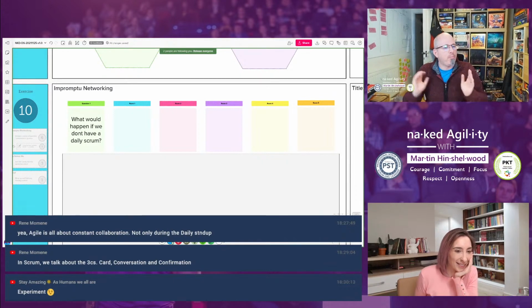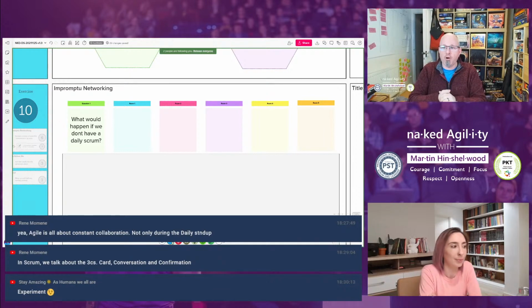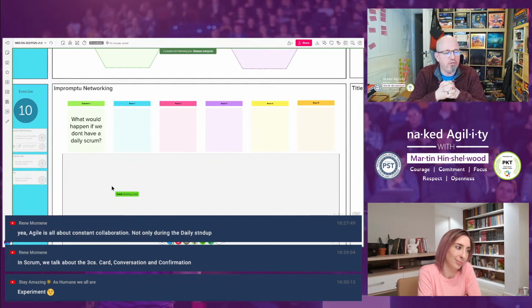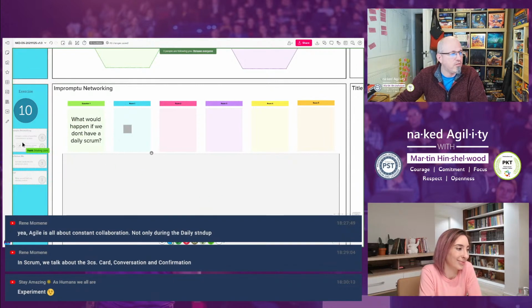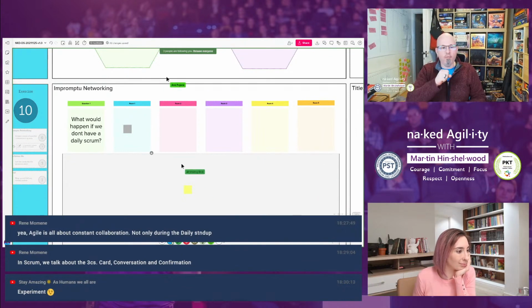So we're going to do impromptu networking. We're going to do pairs. So I've got rooms 1, 2, and 3. And you can see that I have columns here with room 1, room 2, and room 3, the blue, the pink, and the purple columns. And I'd like you to discuss in your pair that question. So the first question is, what would happen if we don't have a daily scrum? Adding some post-its in that space would make sense, and answering that question as a pair. At the end of 2 minutes, so you'll have 2 minutes to answer the question, I'm going to move one person from each pair to the next room.